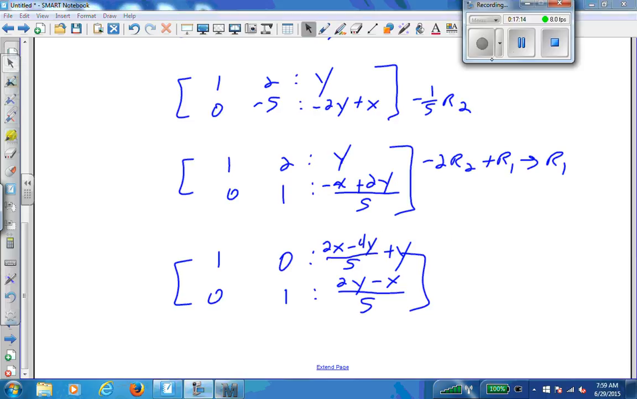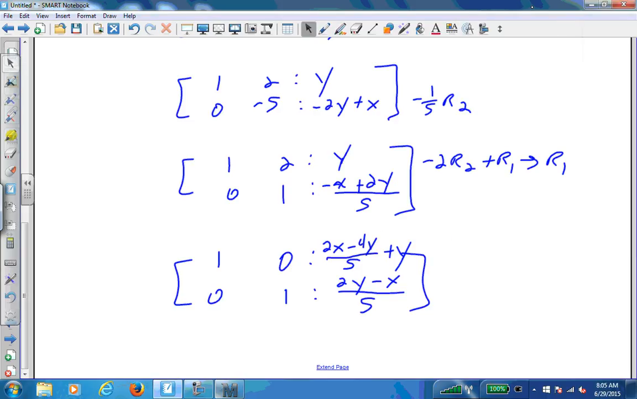All right. So if we want to, we could get a common denominator here, call this 5y over 5. So this would be 2x minus 4y plus 5y, so plus y over 5. So that's, remember these are a and b, so that's what a is. B is 2y minus x over 5.